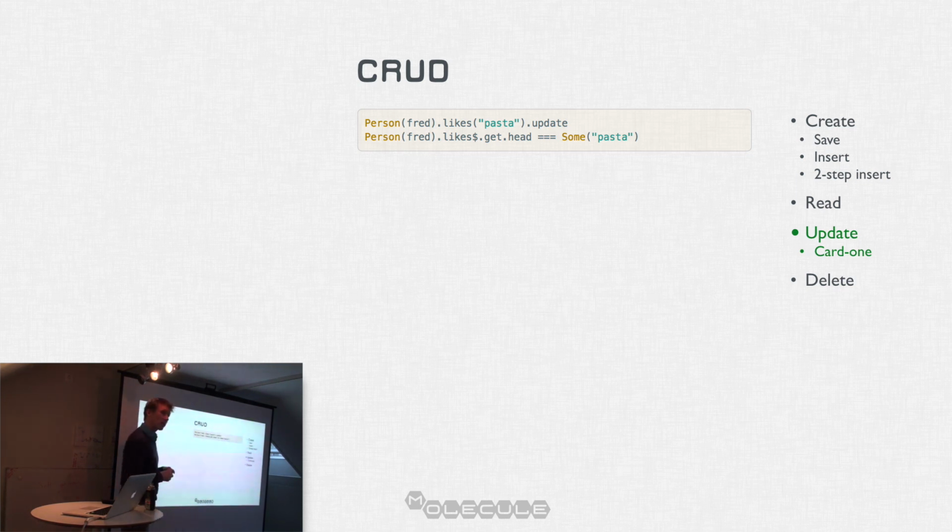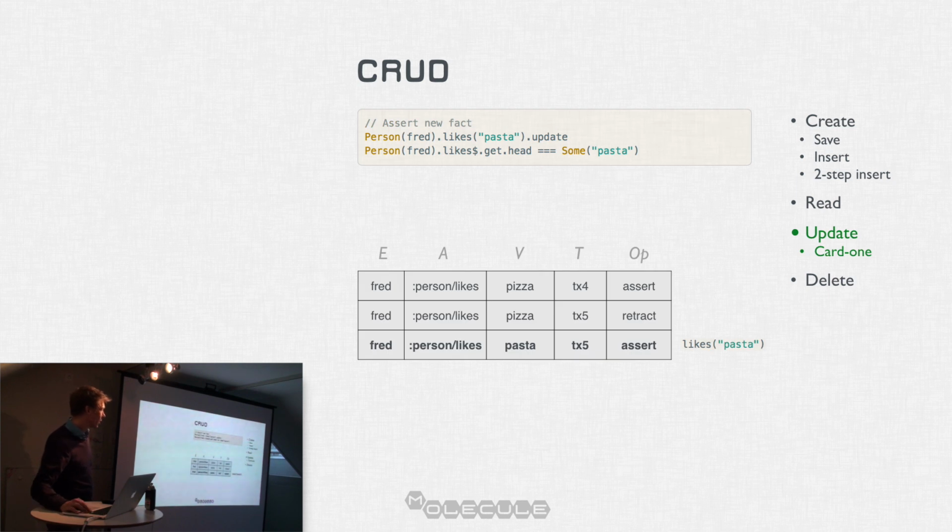So that's when we assert a new value for a cardinality 1 attribute, then Datomic automatically retracts the old one. That's happening behind the scenes. Could you update the age in the same operation? Yeah. So you could have as many as you like.